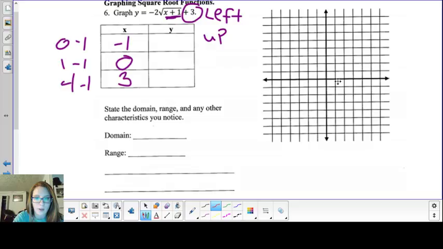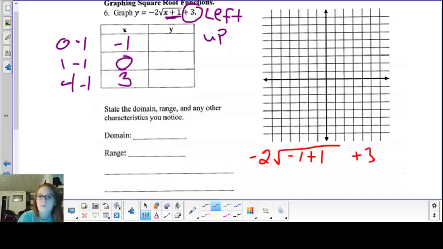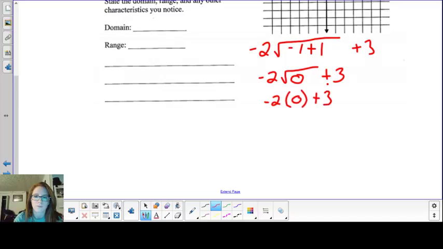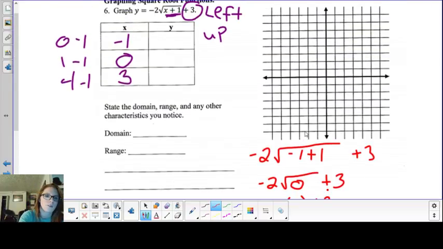So I'm going to plug in negative 1 first. So I have negative 2 times the square root of negative 1 plus 1, plus 3. So negative 2 times the square root of 0, because negative 1 plus 1 is 0, plus 3. The square root of 0 is 0. 2 times 0 is 0. And 0 plus 3 is 3.